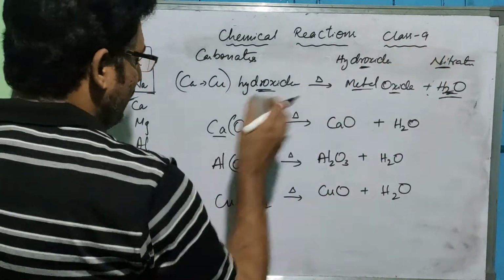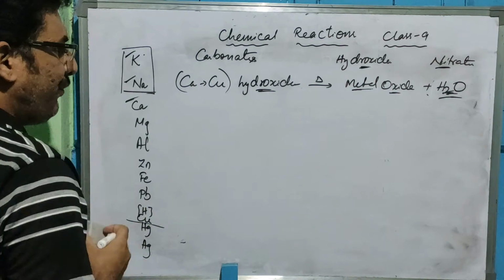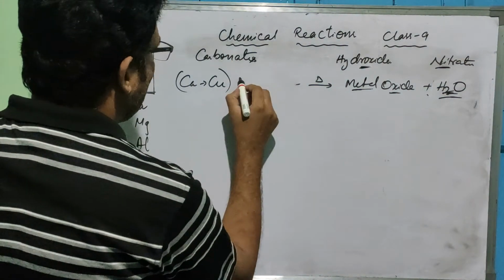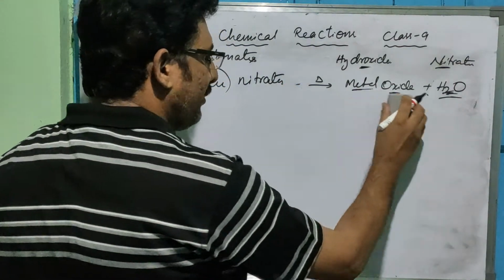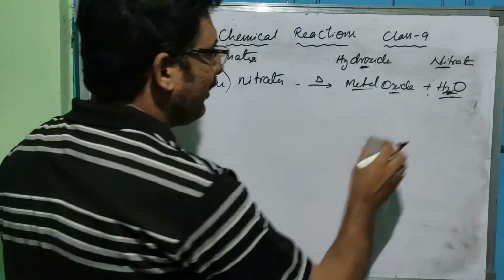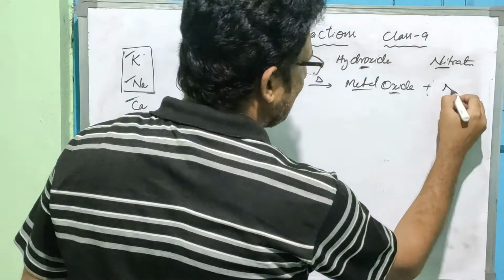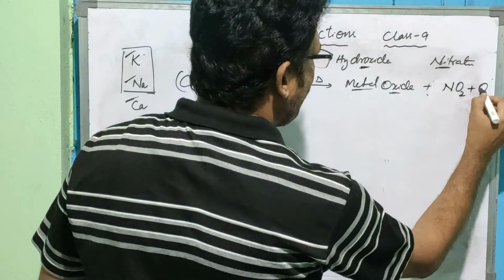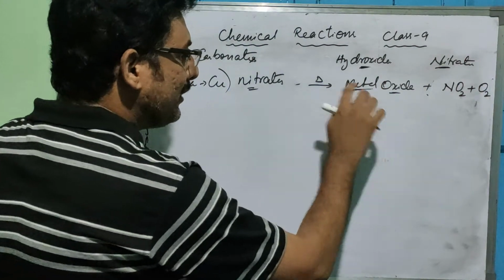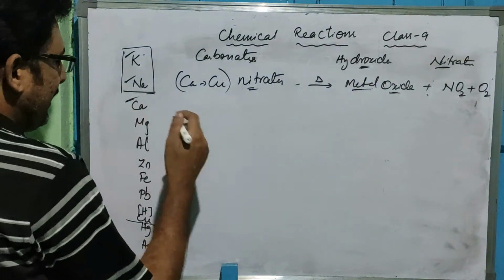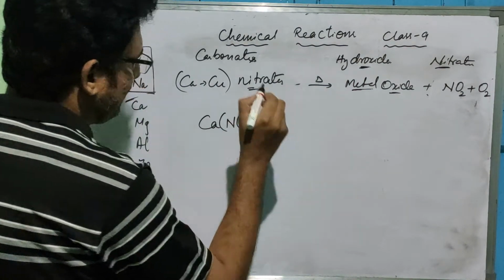So let's see the nitrates. If you take nitrates here, you will get the same metal oxide, and along with that, since it is a nitrate, you will get NO2 plus oxygen. So you are going to get two gases over here, NO2 and O2, along with this metal oxide. So let's take calcium nitrate, Ca(NO3)2.